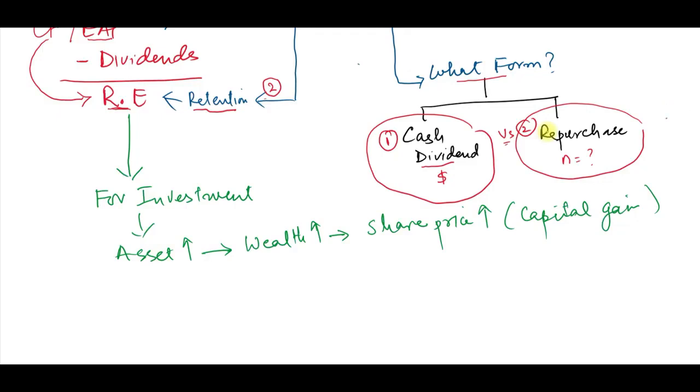But when we retain, what happens? Companies do the investment. When the companies make investment, assets increase. When the assets increase, the wealth of the company increases. And when we say wealth of the company, it is also the wealth of the shareholders, right? So when the wealth of the company increases, it means the wealth of the shareholder increases, which in other words means their share price would increase.